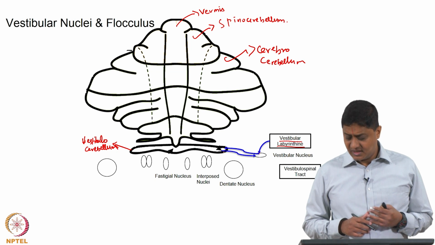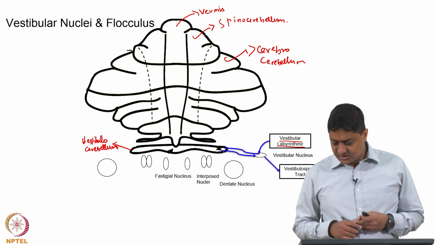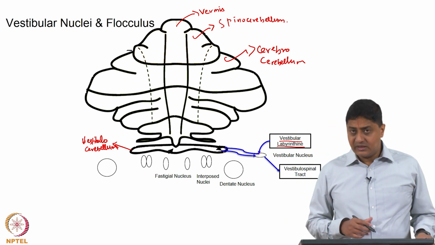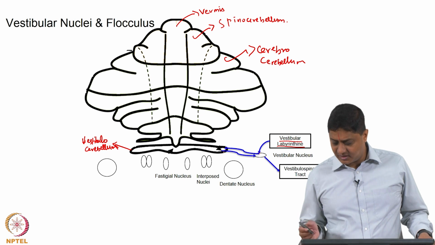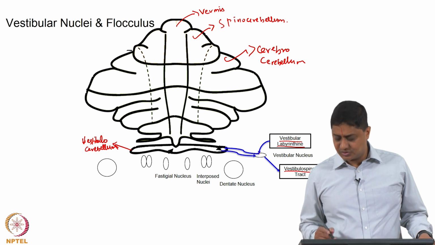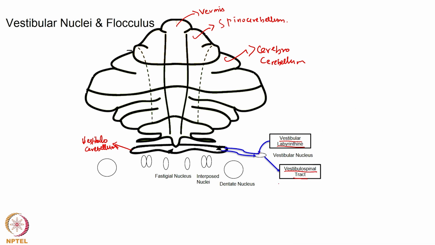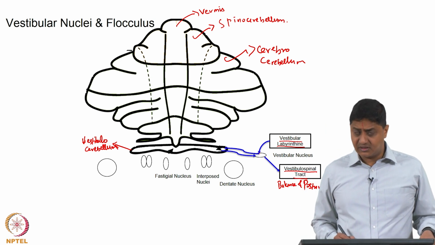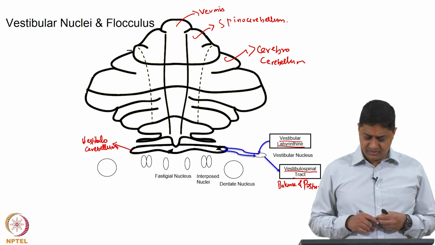The vestibular nucleus actually has projections to the vestibulospinal tract. So, the vestibulospinal tract means it projects to motor neurons in the spinal cord through the vestibular system. That means movements can be controlled by this tract, right. So, what are the functions that are controlled? Balance and posture. These are important functions that are controlled by the vestibulospinal tract and the vestibular nucleus.